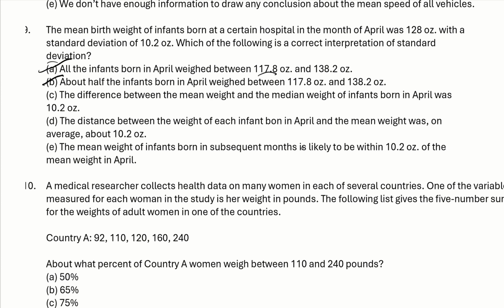The difference between the mean weight and the median weight of infants was 10.2 ounces. Again, that's the difference between the mean weight and the median weight. No, that's incorrect. The distance between the weight of each infant and the mean weight was on average about 10.2. That is correct. That is the correct interpretation.